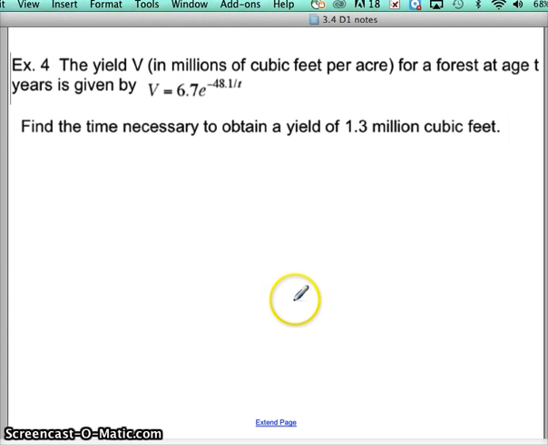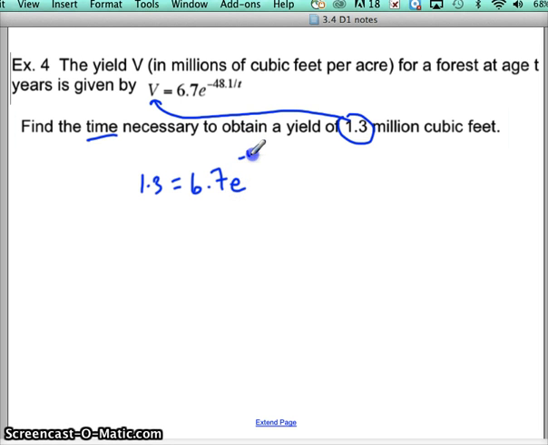Okay, last problem. The yield V in millions of cubic feet per acre for a forest at age t years is given by that equation. Find the time, so we're solving for t, necessary to obtain a yield of 1.3 million cubic feet. So V is in millions, so we're going to plug 1.3 in for V. So 1.3 will equal 6.7 e to the negative 48.1 divided by t.